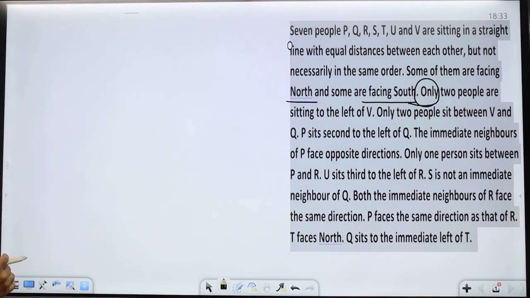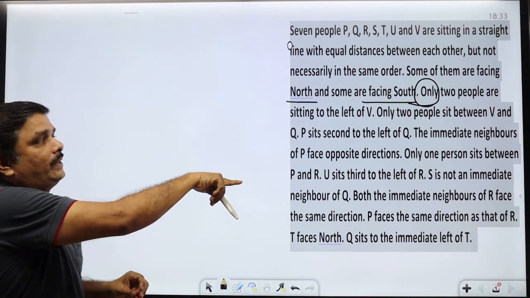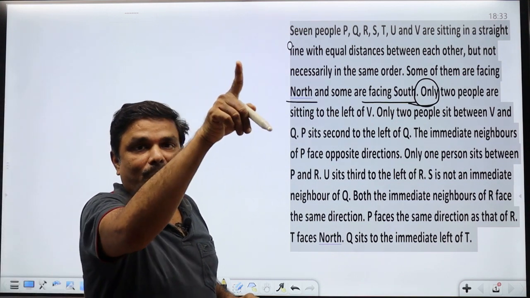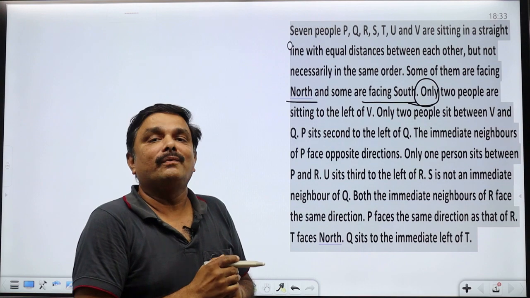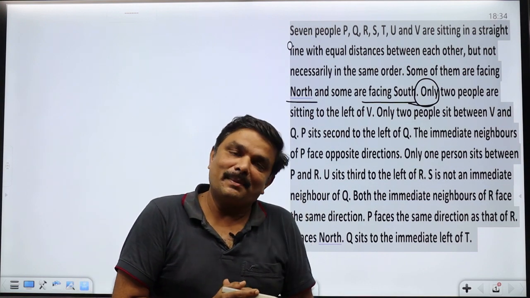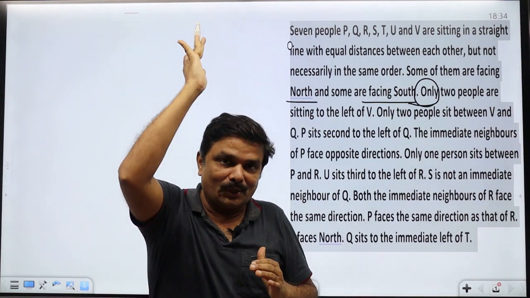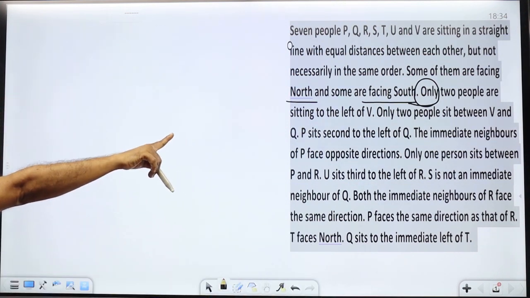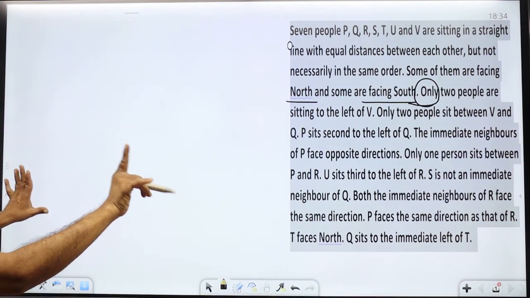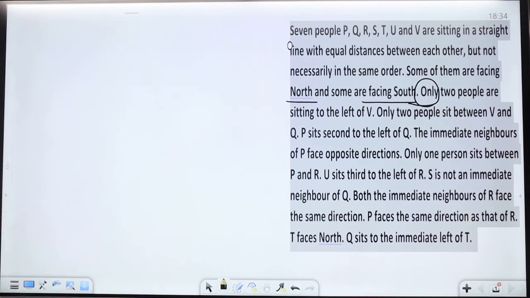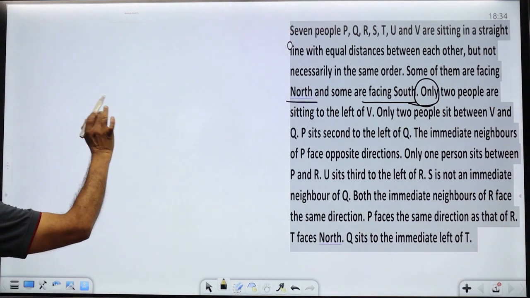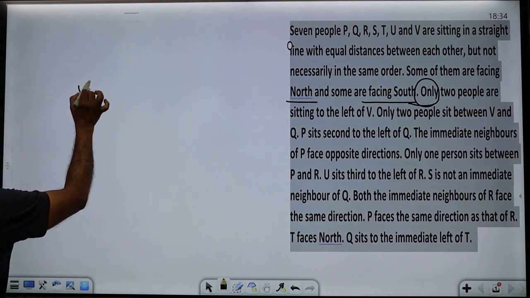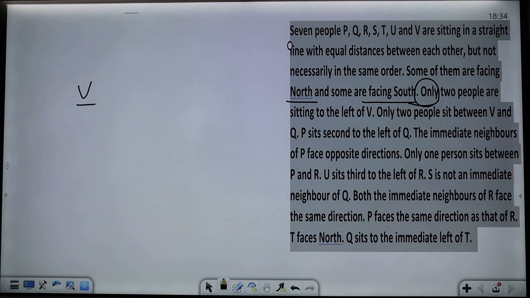I'll tell you the difference, students, but before that let us take this sentence and start the question. Here I don't know whether V is facing north or south, so I'm going with 2 possibilities simultaneously: in one, V is facing north, and in the other, V is facing south. Let's take it this way. First I'm taking V facing north, with only 2 people sitting to the left of V. Suppose I take V here in this way.